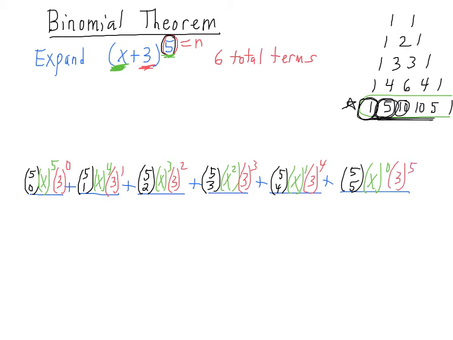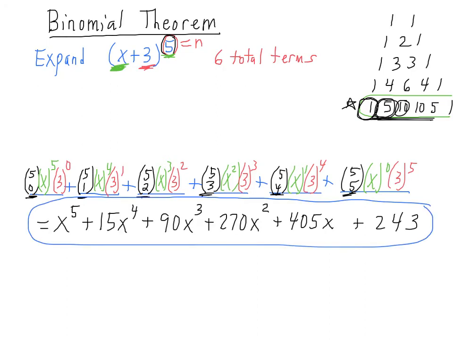So from this point, we want to just very carefully go through and clean this all up. What I have here in black, these just all correspond to the numbers in Pascal's triangle. So if we were to expand this out, here we would have our complete expansion showing the 6 terms in this expansion of (x + 3) to the fifth.